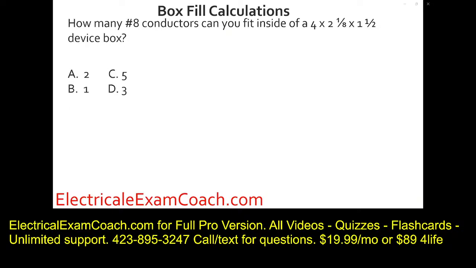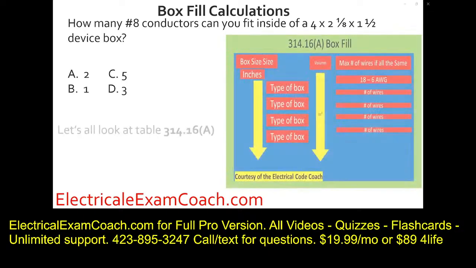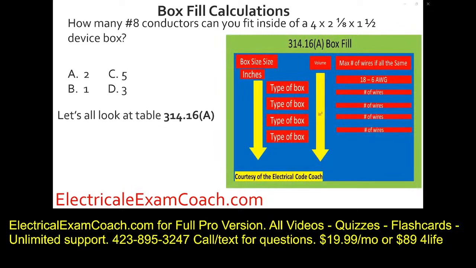How many number 8 conductors can you fit inside of a 4 by 2 1/8 by 1.5 inch device box? We head to 314.16a. We're going to find our gauge wire. Then we're going to come over and find our type of box and size, make sure we do everything correctly, and we're going to find that it holds 3.